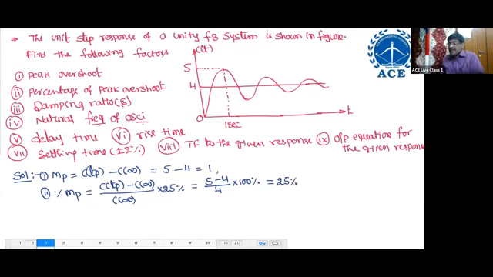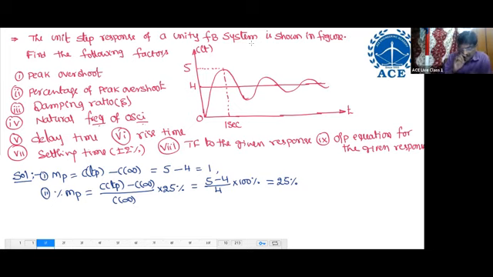Next, find the zeta value. Find the zeta. Anybody? 0.403? 0.3423? Come on, tell the correct answer. 0.403, I think correct. Damping ratio is 0.403. Damping ratio we can obtain from MP, and even from percentage of MP. Both the things you can find.